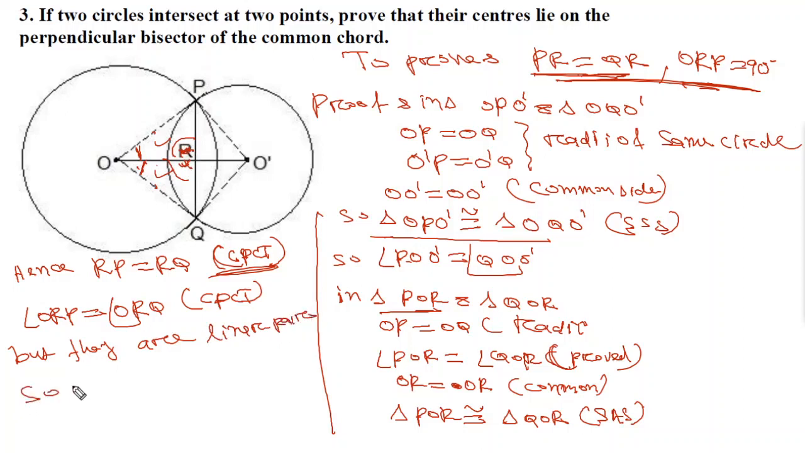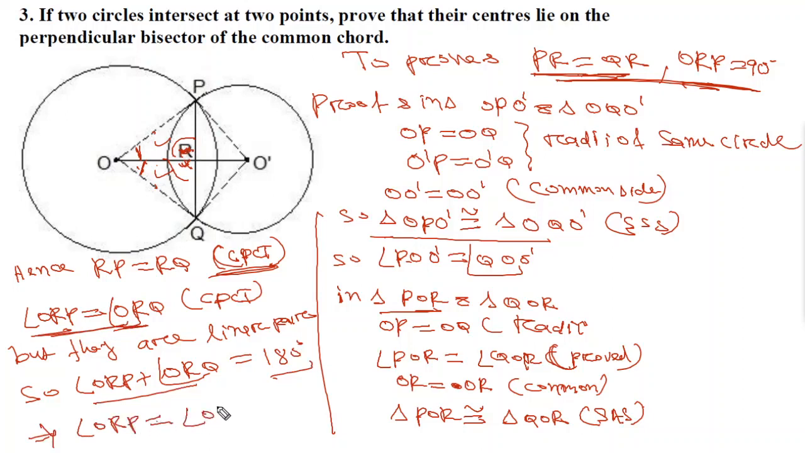So their sum is 180 degrees. Angle ORP plus angle ORQ equals 180 degrees, which implies the sum is 180 degrees and both the angles are equal. Hence angle ORP is equal to angle ORQ equal to 90 degrees. So we have proved that this angle is 90 degrees and PR equal to QR. Hence we have proved that this is the perpendicular bisector. Okay. So we can write hence proved.